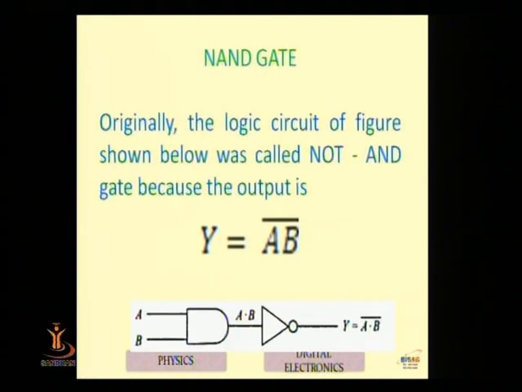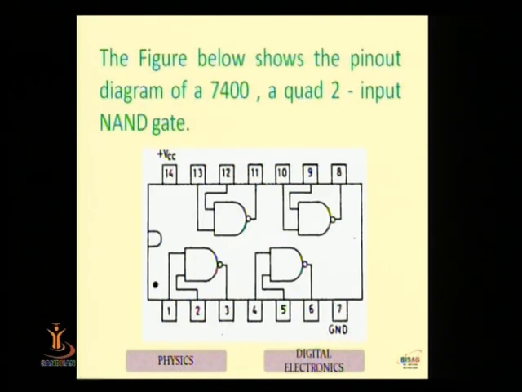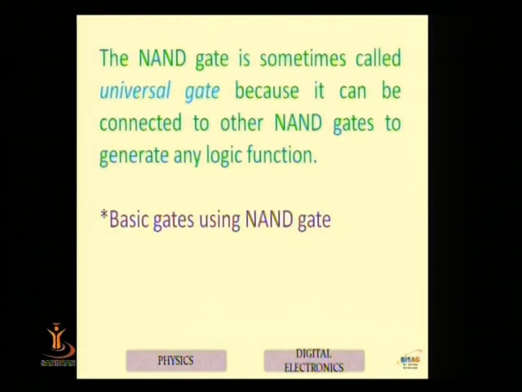Then comes the NAND gate. The NAND gate is a dot b whole bar. This is proved by De Morgan's second law, and the IC is available in the market. As I told you, De Morgan's second theorem is y equal to a dot b whole bar, and it is written as a bar plus b bar.